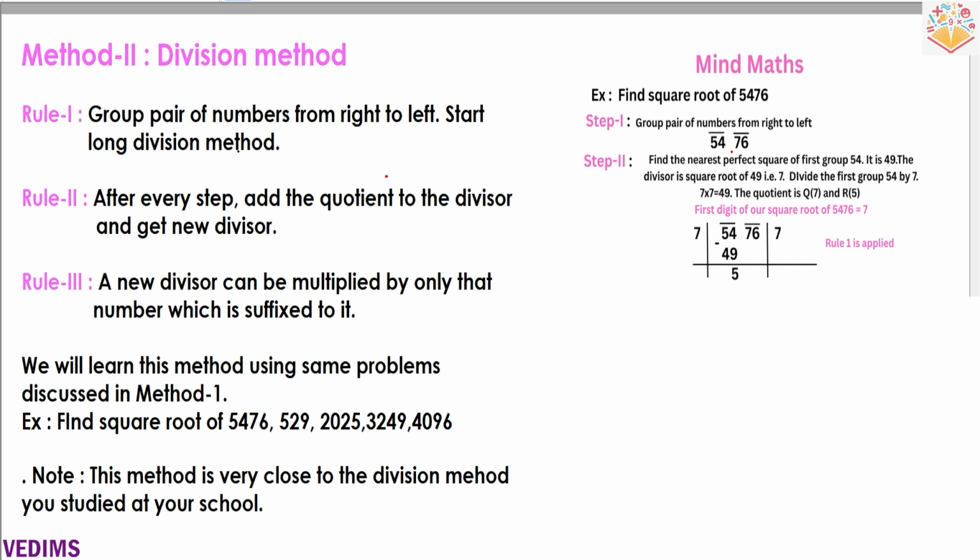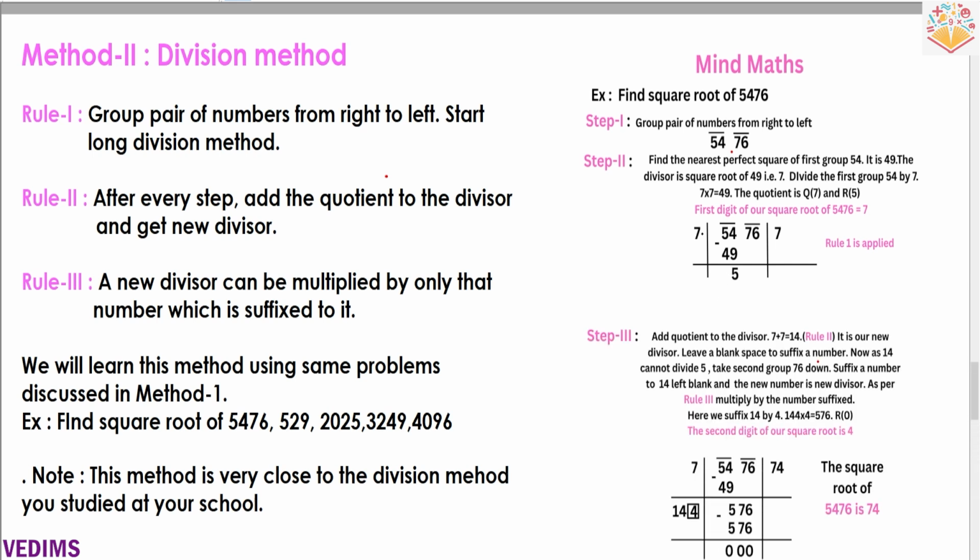Let us take the first example. To find the square root of 5476, again group them into 54, 76. Find the nearest perfect square of the first group 54, which is 49. The divisor is the square root of 49, that is 7. Divide the first group 54 by 7. 7 sevens are 49. Subtract it. Remainder will be 5, as 5 is not divisible by 7.